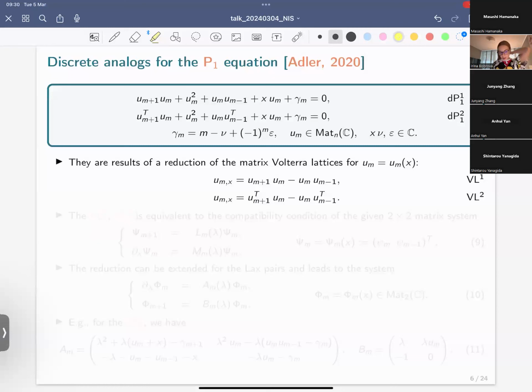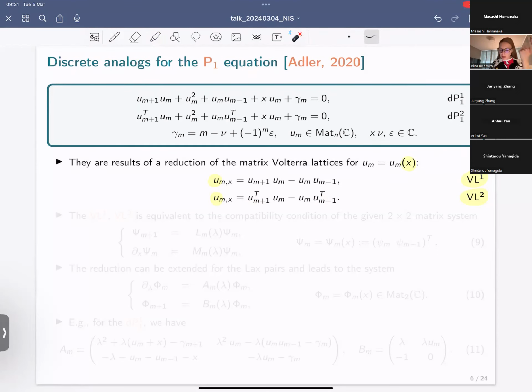The next part is about discrete analogues of the Painlevé 1 equation, of the matrix Painlevé 1 equation that we have already discussed. We start from the matrix Volterra lattices, labeled VL1 and VL2. Here we have one matrix variable, U, that depends on the variable x, and we consider these matrix variables on the lattice. Svinolupov and Sokolov have obtained these two lattices. They are different because in the second equation we have the transposition.